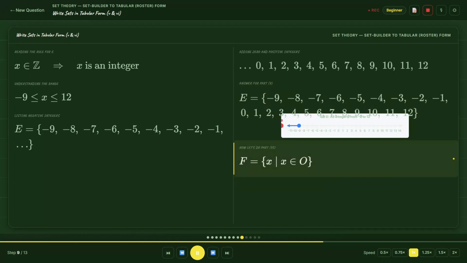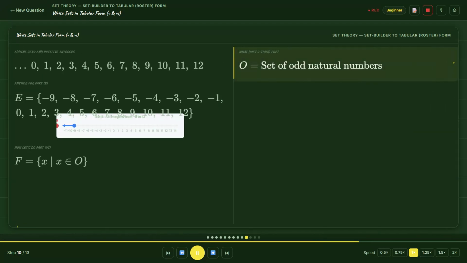Okay, let's move to part 6. This set is called F. The rule says X belongs to O. Let's figure out what O means. The letter O stands for the set of odd natural numbers. Odd numbers are numbers that cannot be split into two equal parts with nothing left over, like 1, 3, 5, 7, and so on.